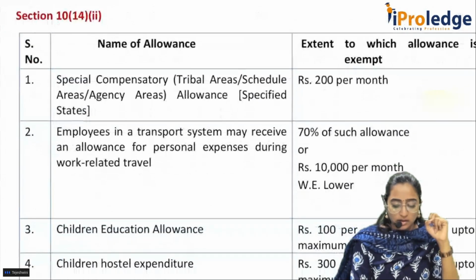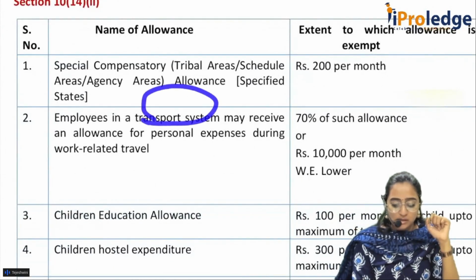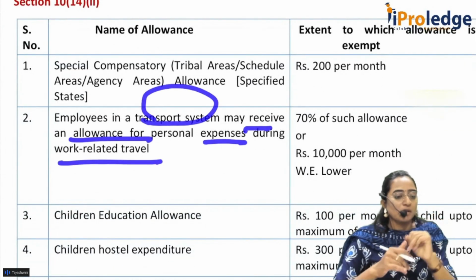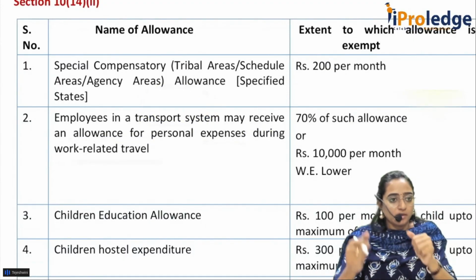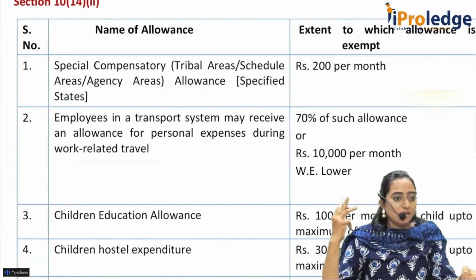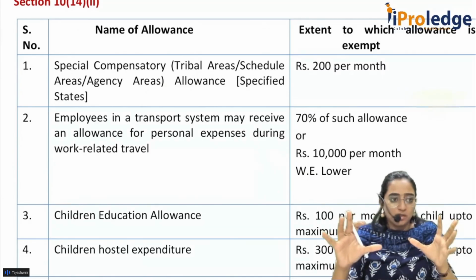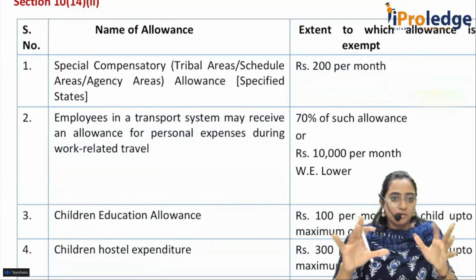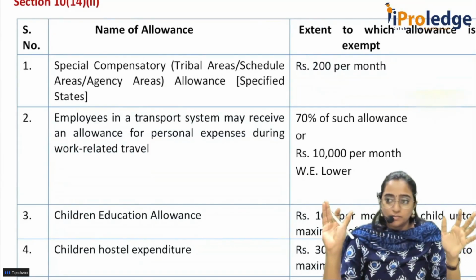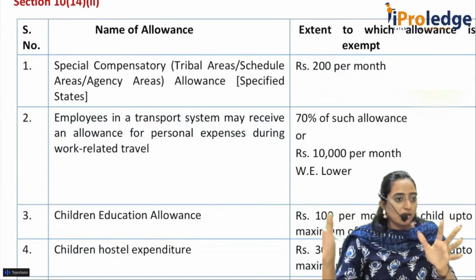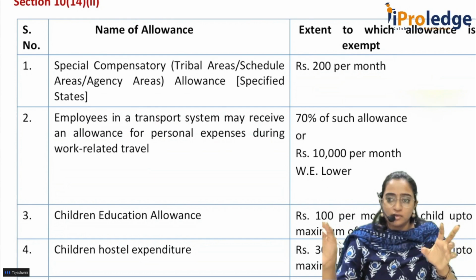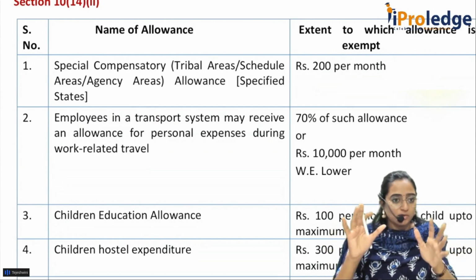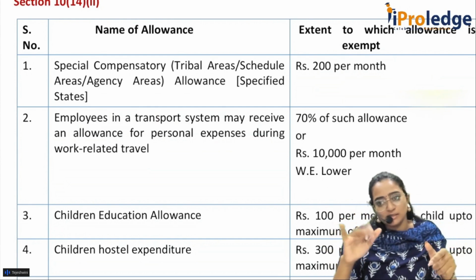Next. Employees in the transport system may receive an allowance for personal expense during work-related travel. You have seen those people who will drive the truck, who will drive the big vehicle. You have seen their characteristics. They'll always be thin. They'll spend half of their life in the truck only. Their truck is their life. You've seen them. They love their truck more than their wife. But their driving skills are amazing.